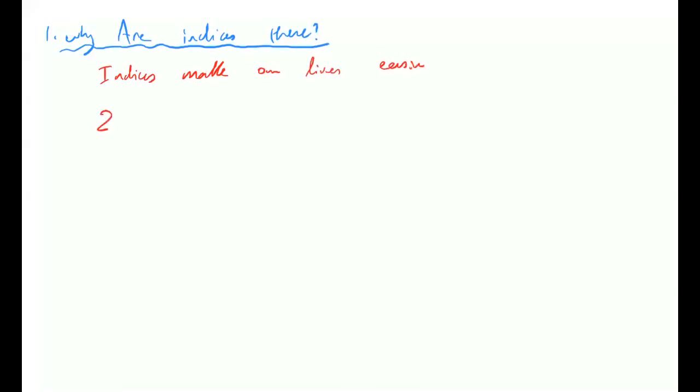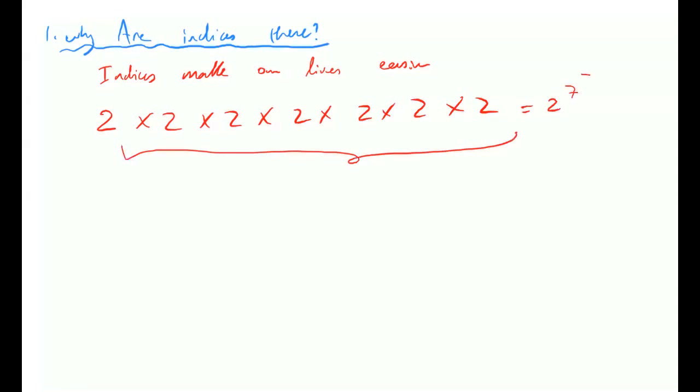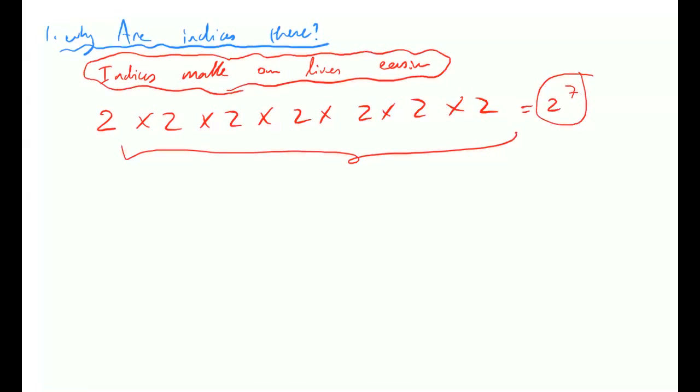Okay, 2 times 2 times 2 times 2 times 2 times 2 times 2. That's 1, 2, 3, 4, 5, 6, 7. So it's 2 power 7. You can express all that in just one term, 2 power 7. So it makes our lives easier.